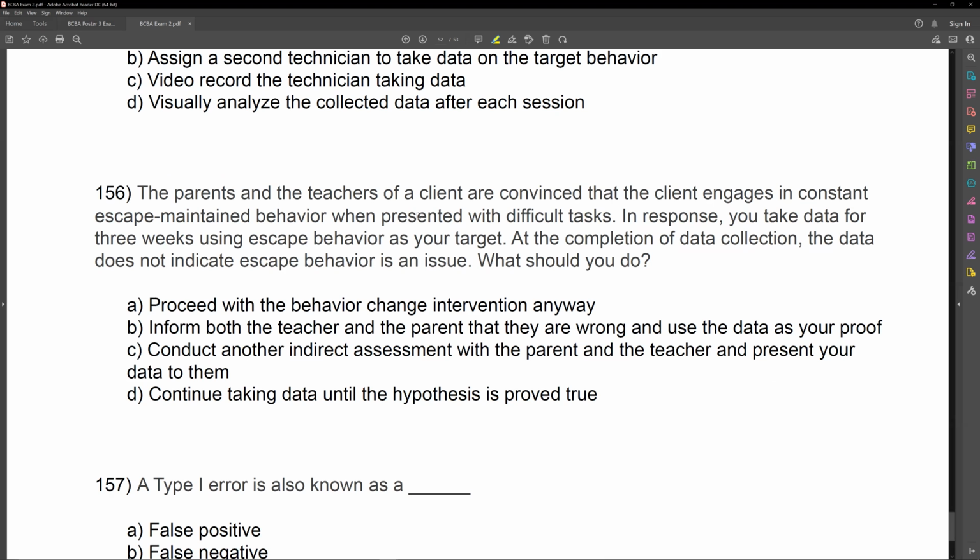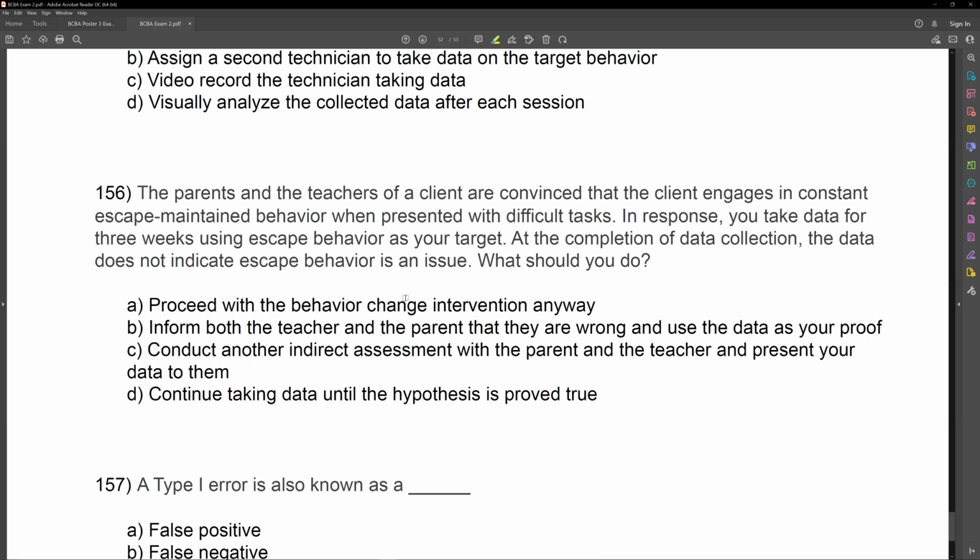You have parents and teachers telling you, hey, this client engages in constant escape maintained behavior. So you say, okay, I'm going to take data and we'll see. At the completion, the data does not indicate escape behavior is an issue. Well, the data is the data, right? It's empirical. You observe it. What do you do next? A, proceed with the behavior change intervention anyway. Well, no, your data just told you it's not escape maintained.